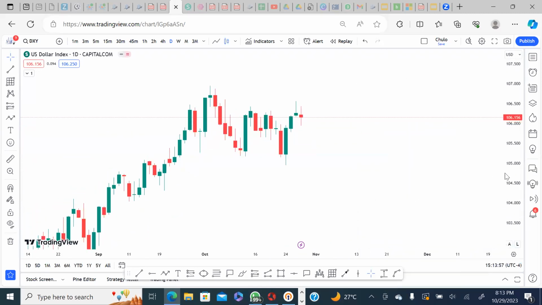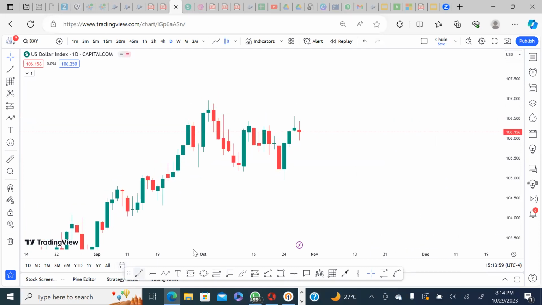So from the daily, see this sell-off liquidity being taken out.